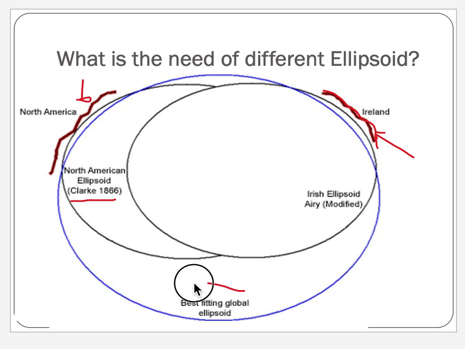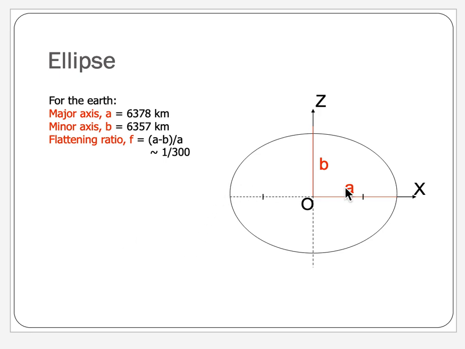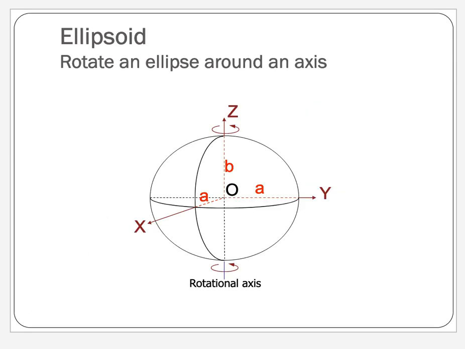And again, the best fitting global ellipsoid is based on the Earth's center of mass. So this is the best fit globally, whereas the North American ellipsoid is more concentrated to the North American region. So again, for an ellipse here, we could see that the major axis A is 6,378 kilometers, whereas the minor axis B is 6,357. So the equator axis is longer than the pole axis. When you rotate an ellipse around its axis, it becomes an ellipsoid.